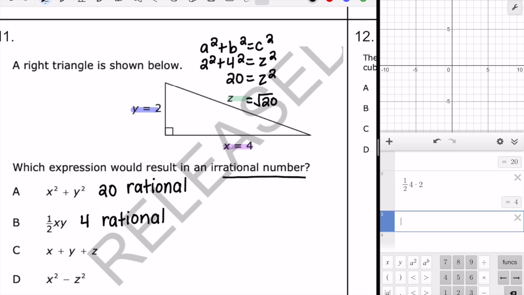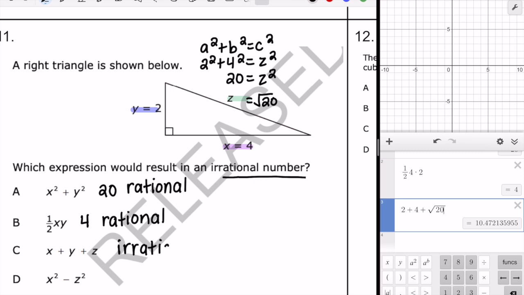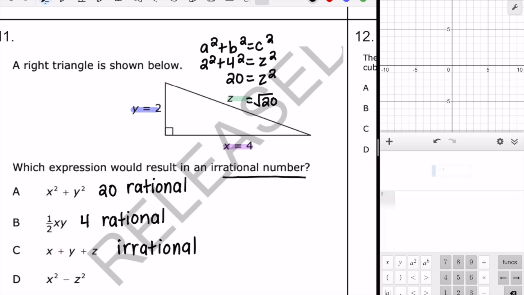All right, so then we add the x plus the y plus the z. If we add 4 plus 2 and the square root of 20, anytime we're adding a square root, that is going to give me an irrational number. That is irrational because that decimal is going to keep going and it's not going to have a pattern. I could even try the last one, and because I'm squaring a square root, it's actually still going to work. So 4 squared minus z squared, so the square root of 20 squared. Whoops, let me put that on the outside. And you can see that that came out to be -4, which is rational.